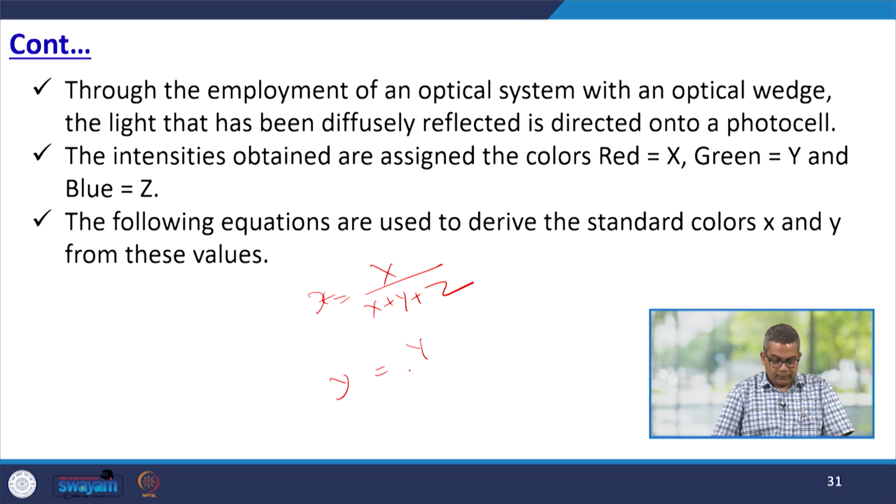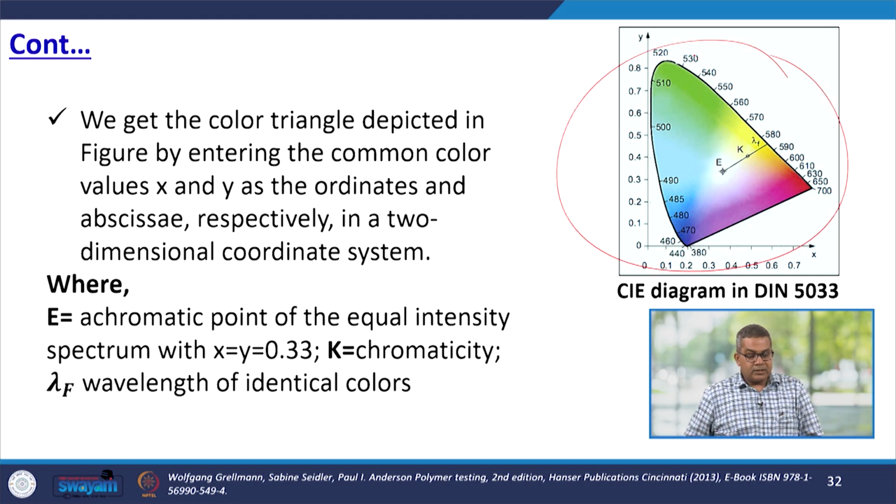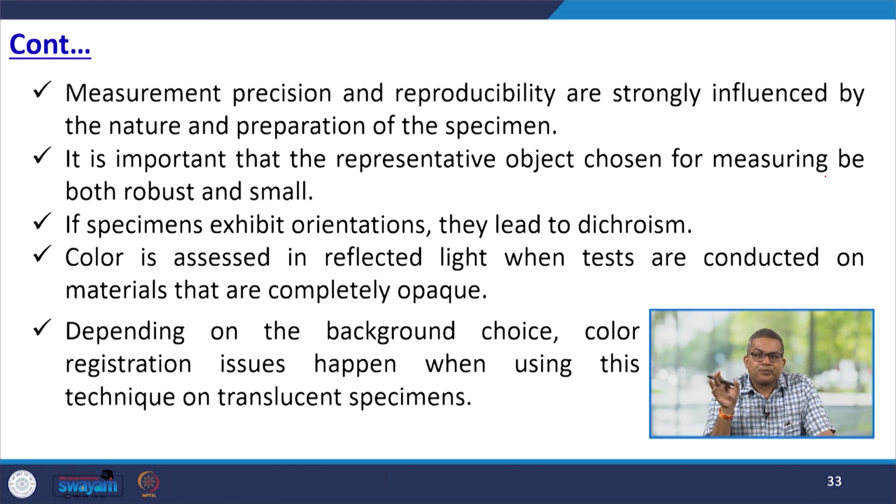X divided by X plus Y plus Z, and y is equal to Y divided by X plus Y plus Z. Now, we get the color triangle depicted in this figure by entering the common color values x and y as the abscissa and ordinate respectively in the two-dimensional coordinate system, where E is the achromatic point of equal intensity spectrum.